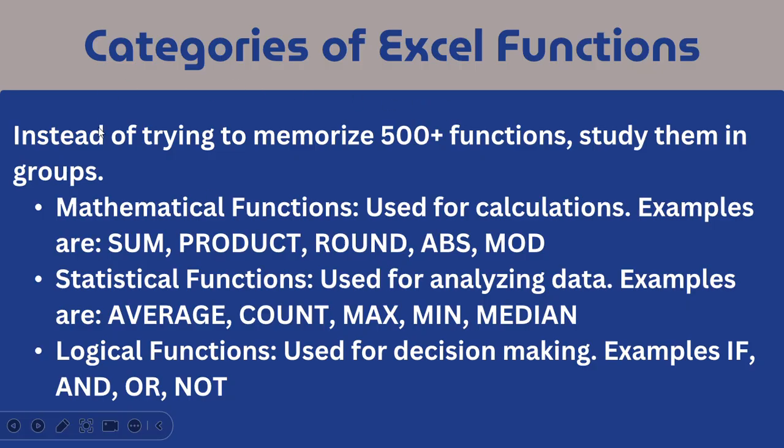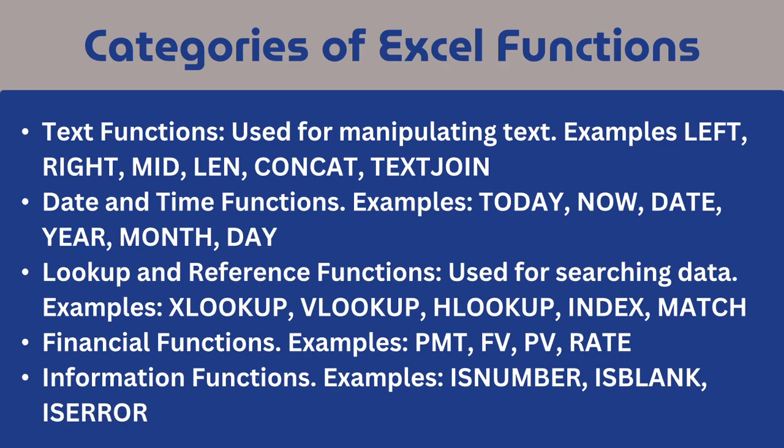So, categories of Excel functions. Instead of trying to memorize 500-plus functions, study them in groups. So this is you studying how to use Excel functions. Number one, we have mathematical functions, used for calculations. Examples include SUM, PRODUCT, ROUND, ABS, MOD, and all of that. Statistical functions are used for analyzing data. Examples are AVERAGE, COUNT, MAX, MIN, MEDIAN. Logical functions are used for decision making. Examples: IF, AND, OR, NOT, and so on.